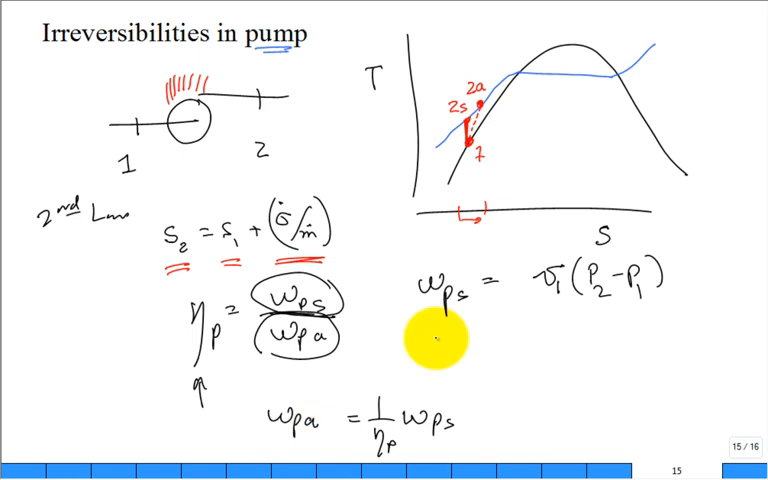And then the actual work of the pump can be written as H2 minus H1, or the actual outlet enthalpy is equal to the inlet enthalpy plus what actually went into the working fluid as it flowed through the pump. All right. I've gotten rid of a lot of negative signs, but there you go. Does that make sense? All right.